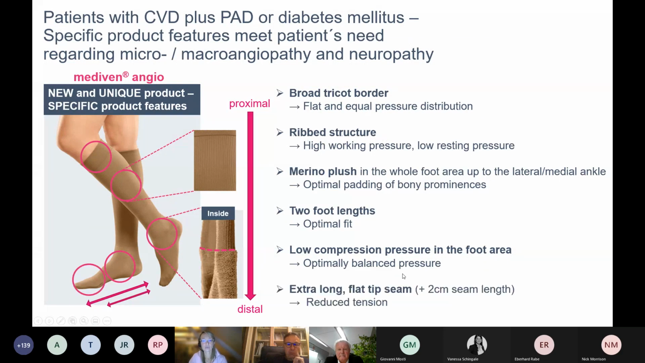And last but not least, we have this extra long and flat tip seam. This tip seam is 2 centimeters longer than in a normal compression stocking. And therefore, we have not only a reduced tension on the tip of the toes, but also at the medial and lateral big and small toe.